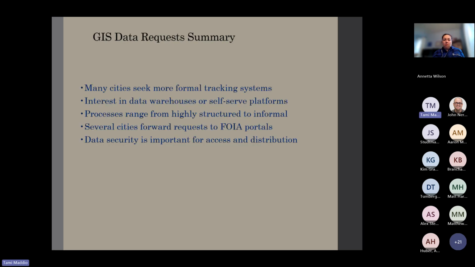And to summarize that, I think a lot of us are looking for a way to more formally track through a system. There's definite interest in a data warehouse and self-serve platform, and the processes for providing data run from highly structured to very informal, and I would say that's on a case-by-case basis too in our case. And some cities forward requests to their Freedom of Information portal, but data security is very important for accessing and distributing the data.